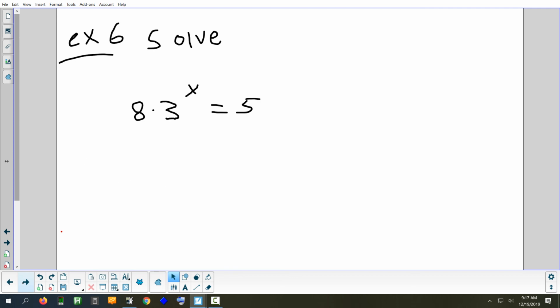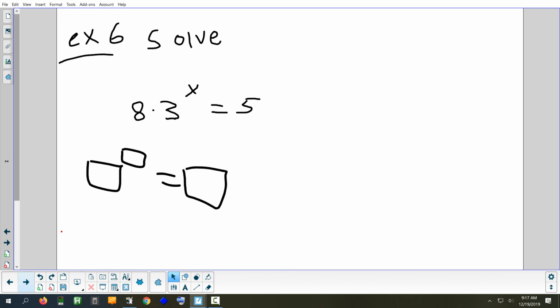Alright, this one's basically like the last two, but there's one extra step. When you have an exponential equation, you want it to look like this. That one doesn't. It's got something extra in front of the box where the 3 would be in. So that 8, I just don't want there. I want that on the other side. So then everything is all in one box.